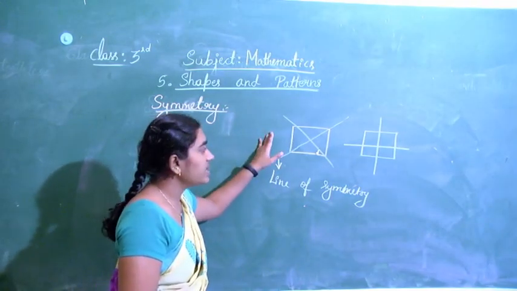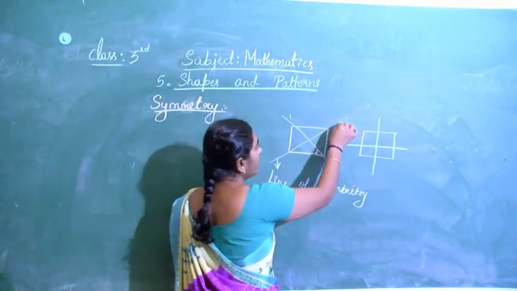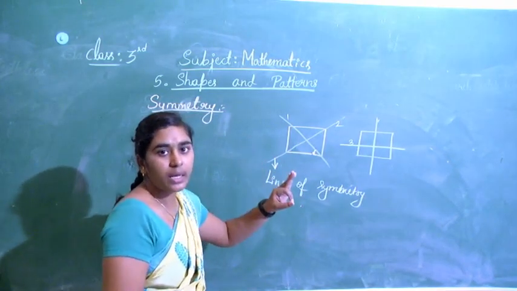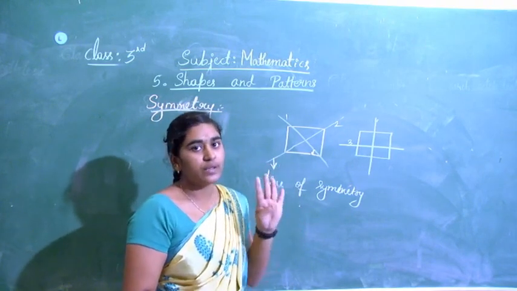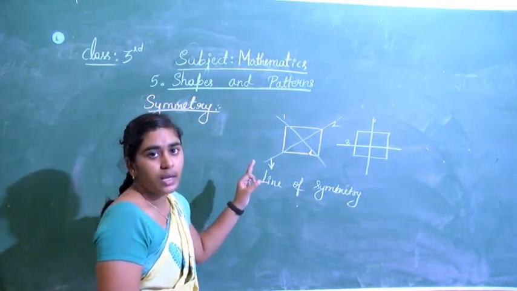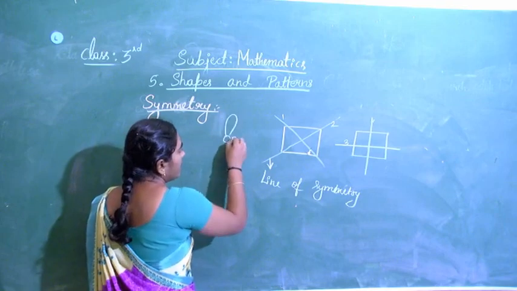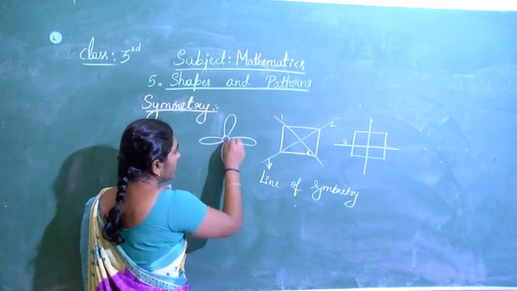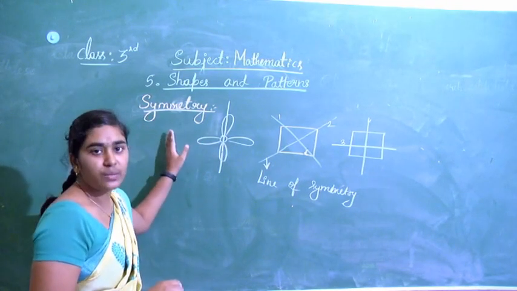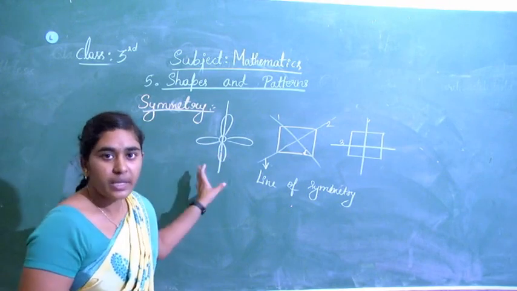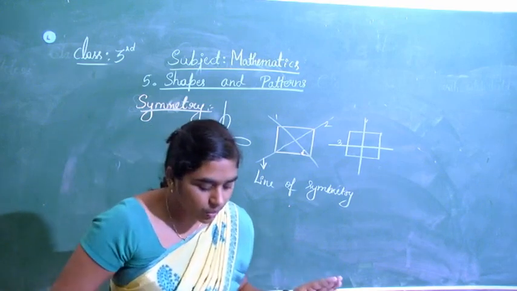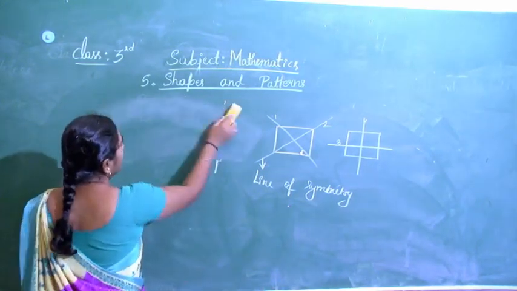So how many lines of symmetry does the square have? 1, 2, 3, 4. The square can be divided into equal parts by 4 lines of symmetry. Like that, any picture can be divided, not only the square, circle, even the flower as given in the textbook. There are many pictures. See, here also you can divide it into 2 equal parts. Symmetry is very easy, you will be given a picture and asked to cut it into equal parts. So directly we will move on to the exercise.